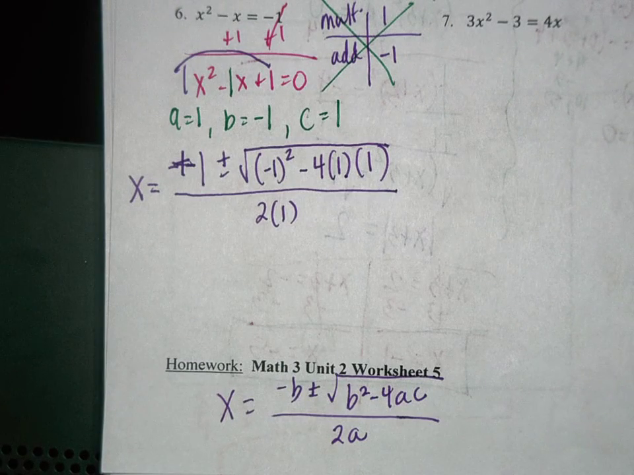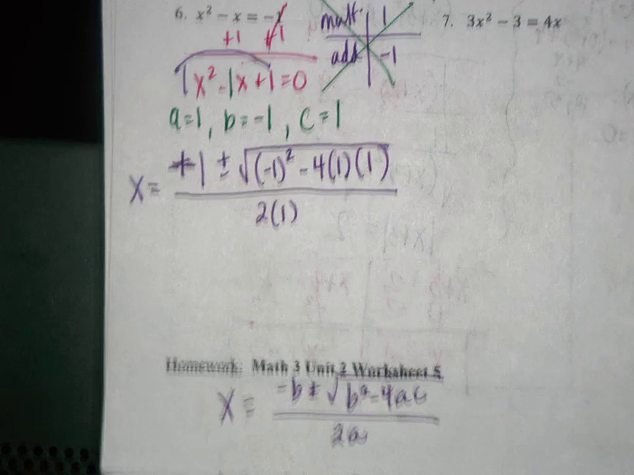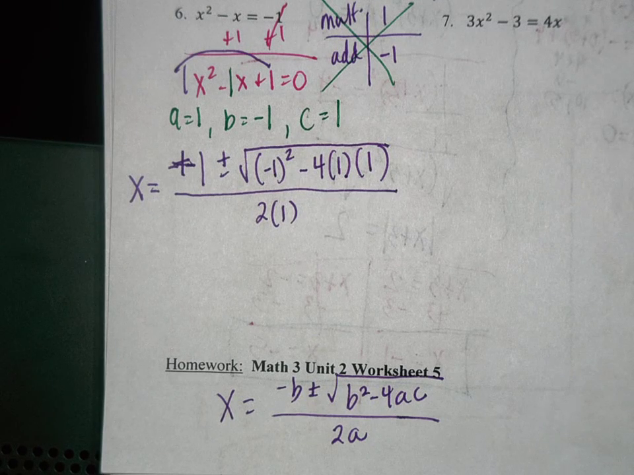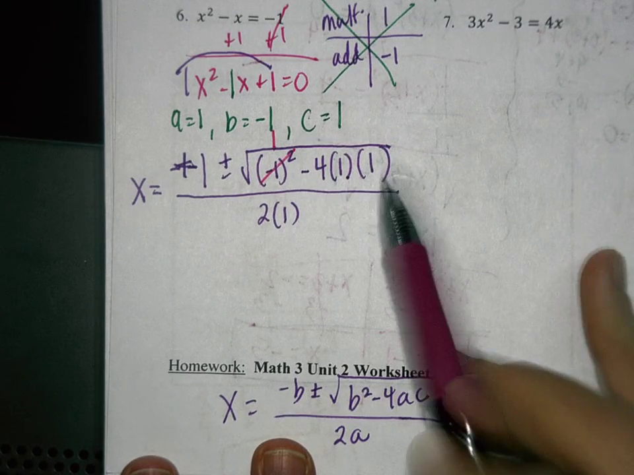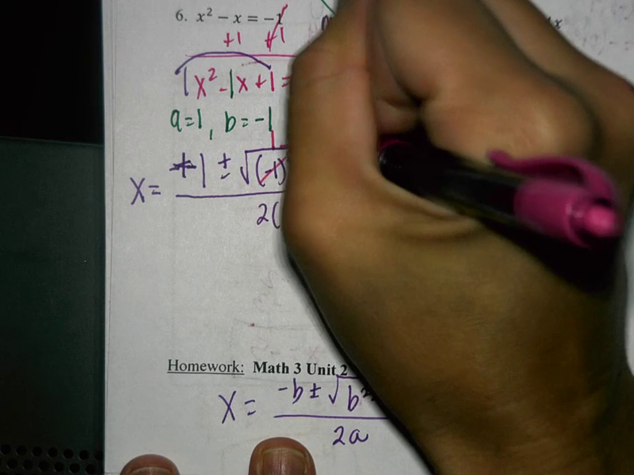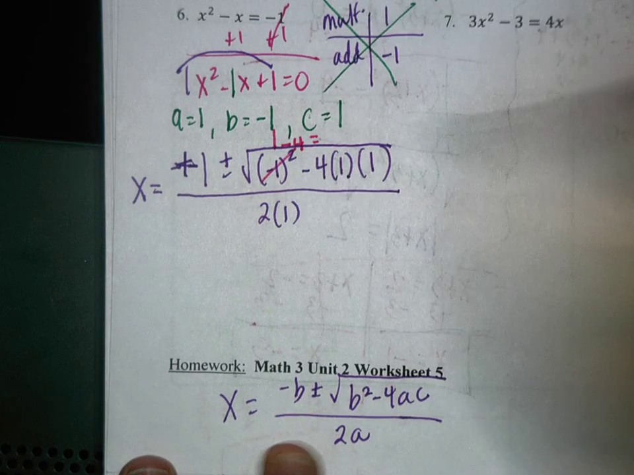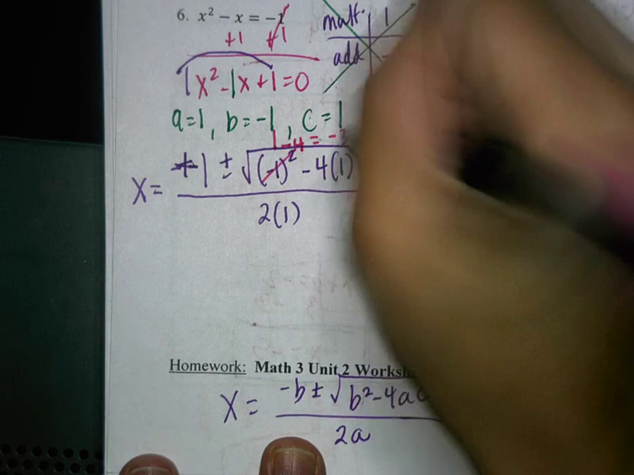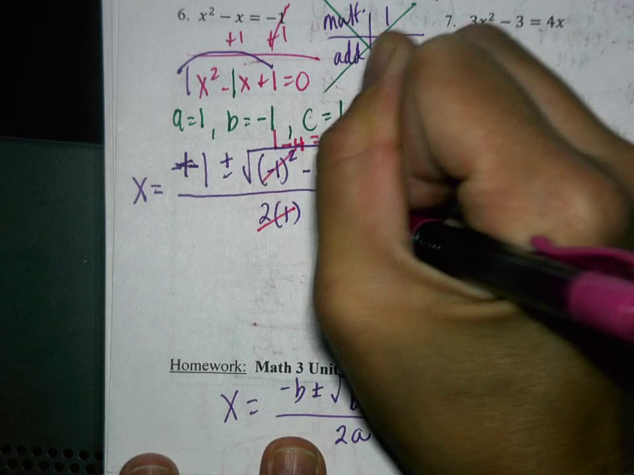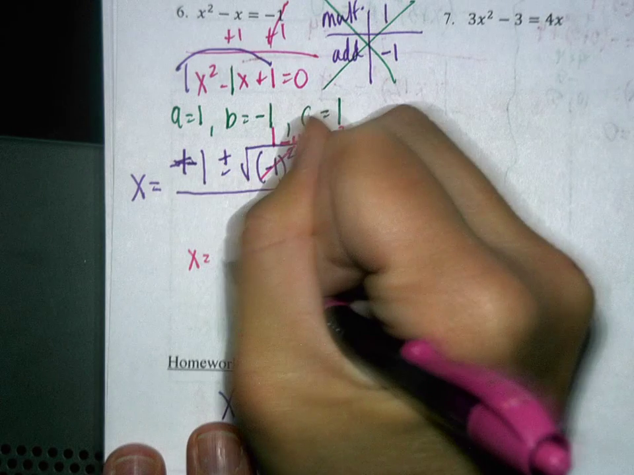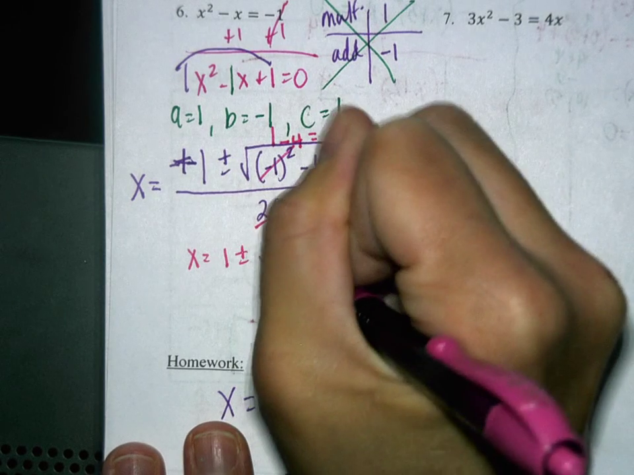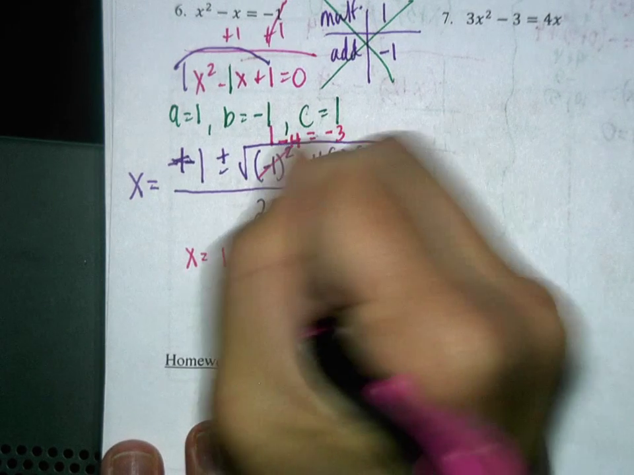Okay. So I always like to go through and simplify the root first, just like we did yesterday. What is negative 1 squared? 1. And then negative 4 times 1 times 1 is negative 4. And what is 1 minus 4? Negative 3. And then 2 times 1 is 2. So when I write this now, we have x equals 1 plus or minus the square root of negative 3 all over 2.